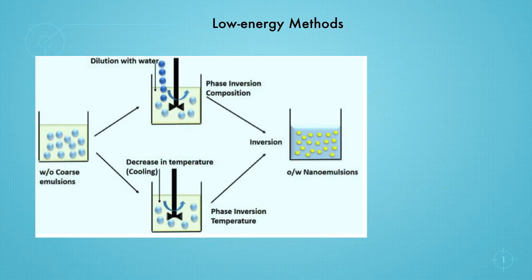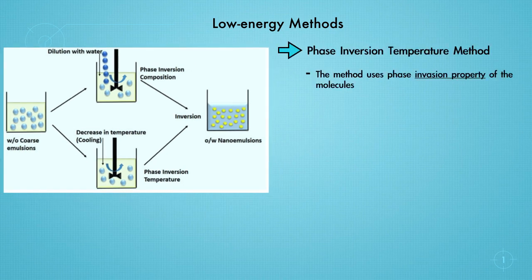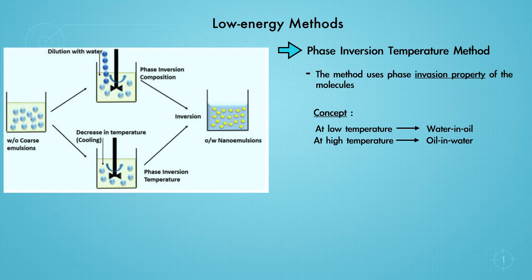Moving on, now let's see how the low energy method works. There are two main low energy methods, both inversion methods. The first one is called the phase inversion temperature method. This method uses the inversion property of a molecule. The concept behind it is that at low temperature an oil-in-water emulsion is formed, whereas at high temperature a water-in-oil emulsion is formed. This happens because the solubility of the emulsifier in water decreases with increasing temperature.